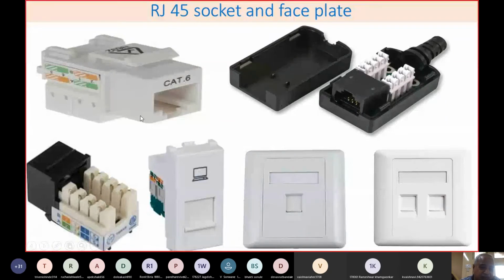This is the back end of your, what is it called, this is called an RJ45 socket. So these are the three sockets, different types of ways that can be there. Here, this is the top side, this can be the bottom side, this is the front side, and this is the back side of this particular RJ45 socket.